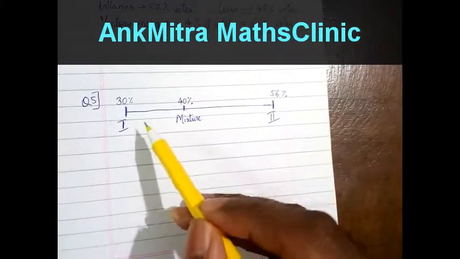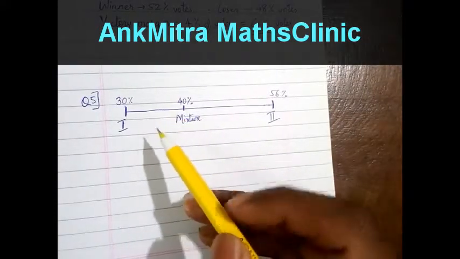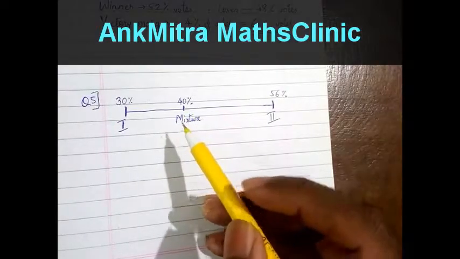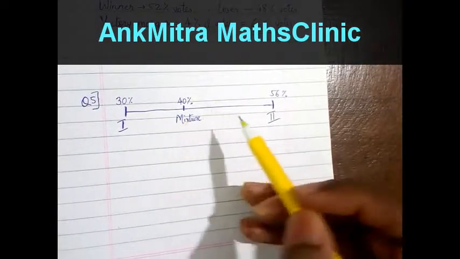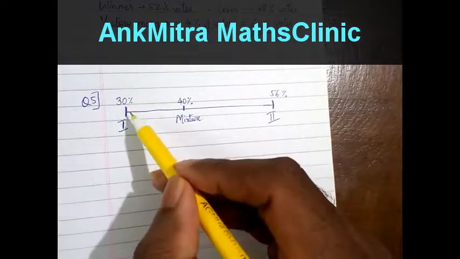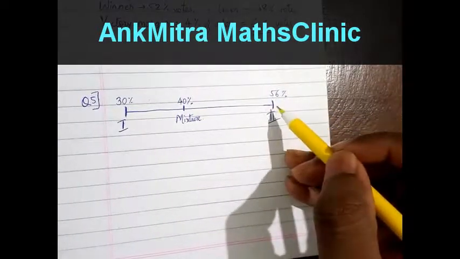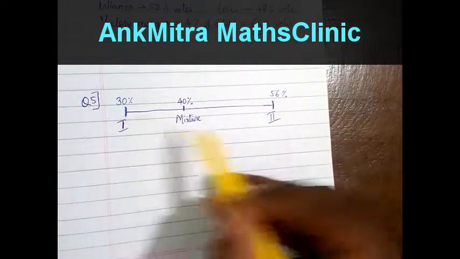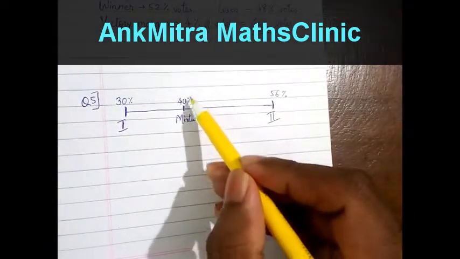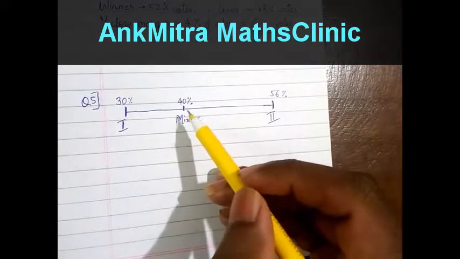Even though this question is included in percentage and its application, it can also be included in ratio and proportion or weighted average. The actual concept used will be of weighted average. They are given that there is solution 1 which has 30% concentration, then there is a solution 2 which has 56% concentration, and then these two solutions are mixed in a certain proportion to get a net result of 40% concentration in the mixture. So we are asked to find that proportion.